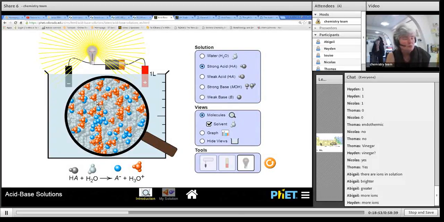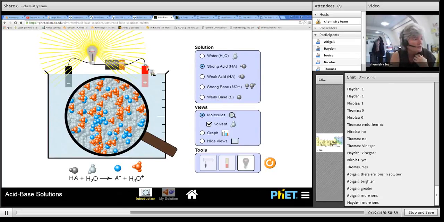And so you would point out that a strong acid would dissociate completely to have lots of ions in solution, so it can carry a greater current than a weak acid, which only partially dissociates, so you've only got a few ions in solution. Okay, now let's look at a strong base.